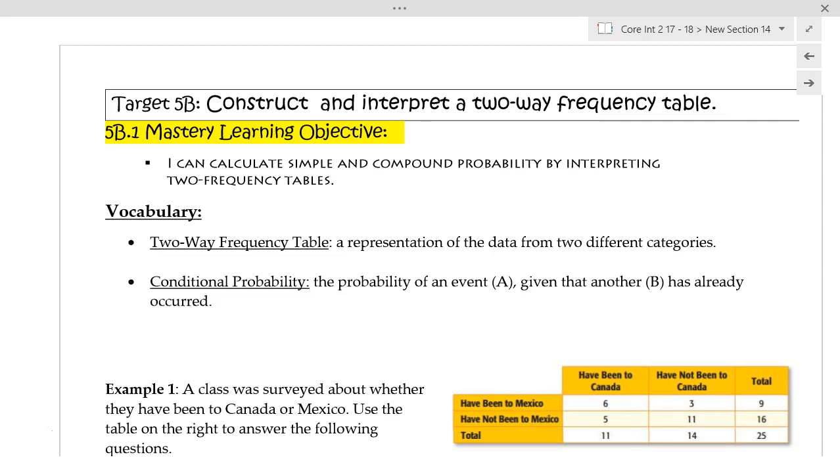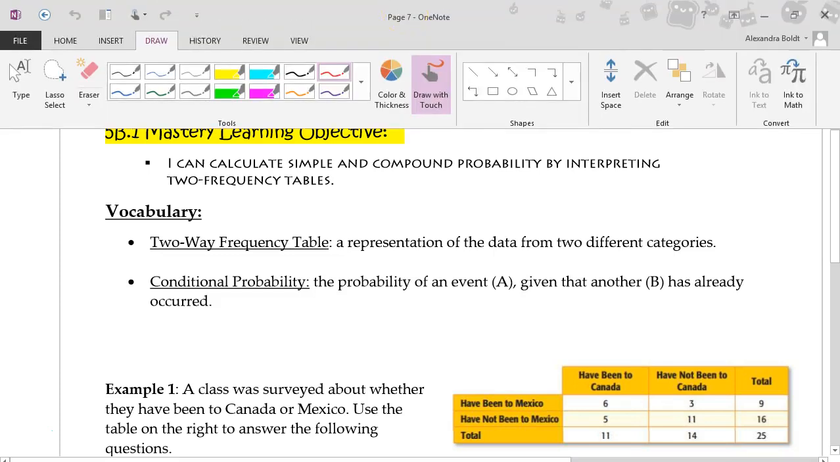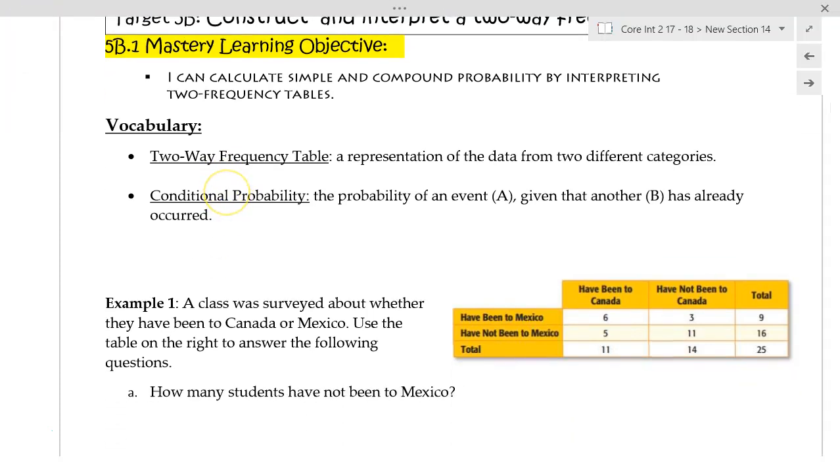So the two-way frequency table is our new vocabulary we're going to be looking at. But everything else is still just probability. A two-way frequency table is a representation of the data from two different categories. For example, right here, it's either I have been to Mexico, not been to Mexico, have been to Canada, have not been to Canada. Mexico and Canada are my two different categories.